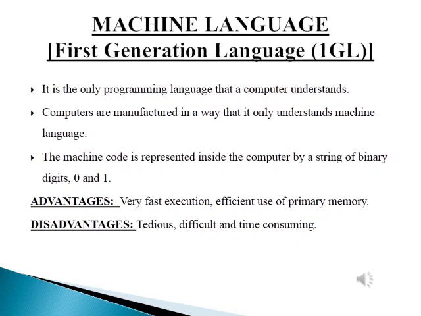There are some advantages of using machine language. The first one is very fast execution, and efficient use of primary memory. It is very fast because the computer is easily able to understand this language. Then its disadvantages: it is very tedious, difficult and time consuming, because to remember all these codes in the form of 0 and 1 becomes very difficult, and to write all the instructions in this form is very tedious and thus consumes a lot of our time.